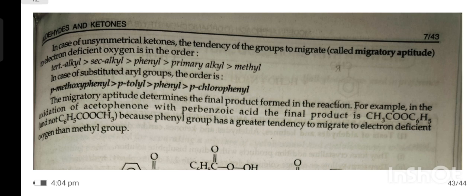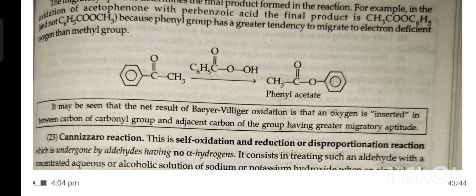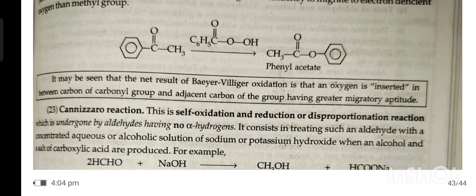The migration aptitude determines the final product formed in the reaction. For example, in the oxidation of acetophenone with perbenzoic acid, the final product is phenyl acetate ester, because the phenyl group has a greater tendency to migrate to the electron deficient oxygen than the methyl group. It may be seen that the net result of Baeyer-Villiger oxidation is that an oxygen is inserted in between the carbonyl carbon and the adjacent carbon of the group having greater migrating aptitude.